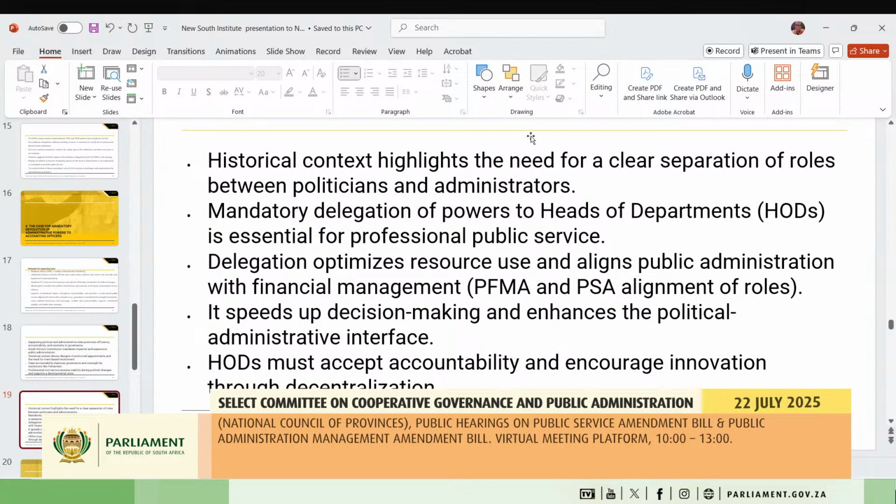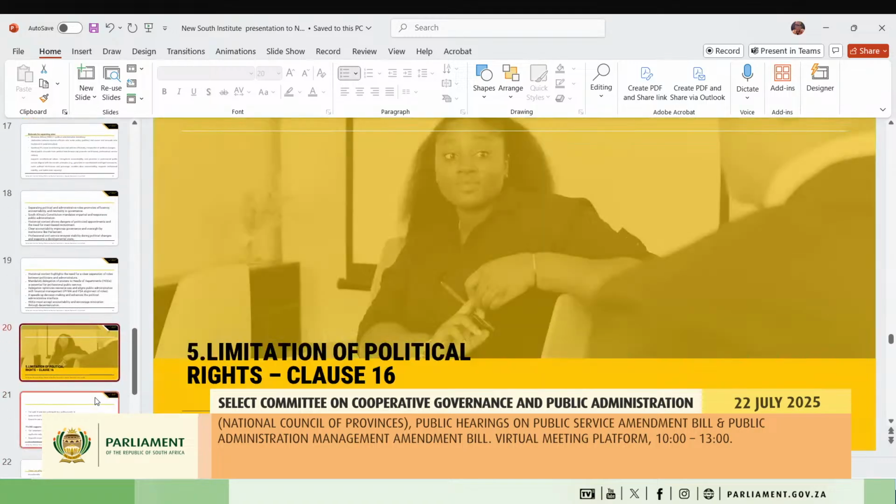We also need to speed up decision making and enhance the political administrative interface, and also HODs must accept accountability and encourage innovation through decentralization. So when there's an ambiguity in the definition of roles, HODs tend not to accept responsibility and at times hide behind the political principals when it's time to account for the performance of a department.